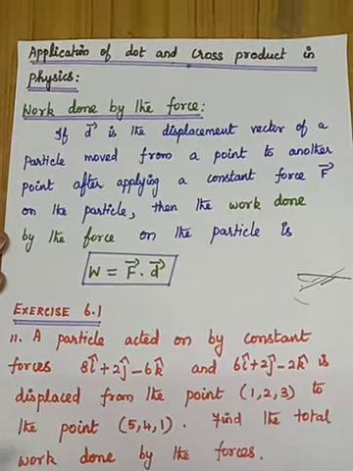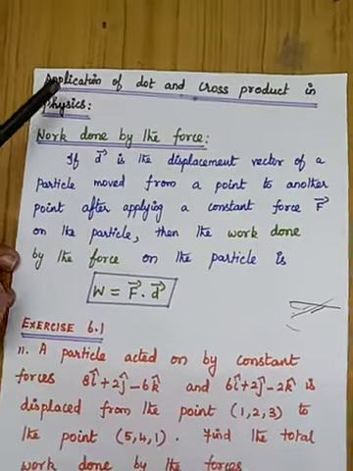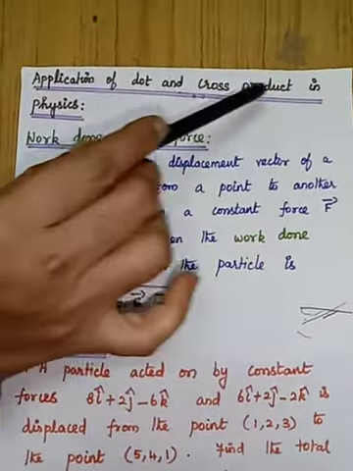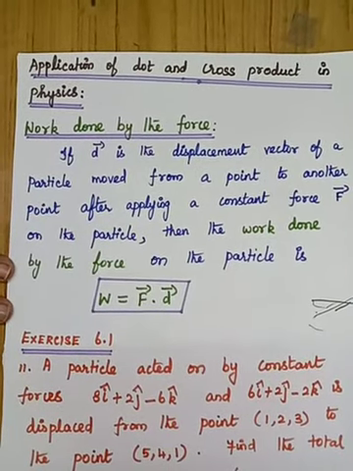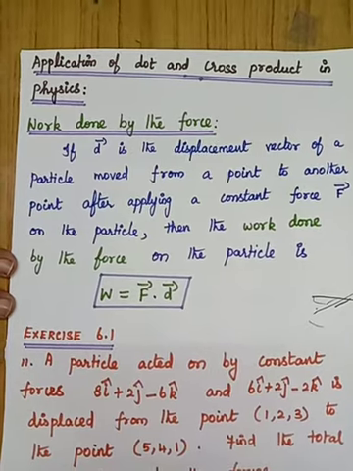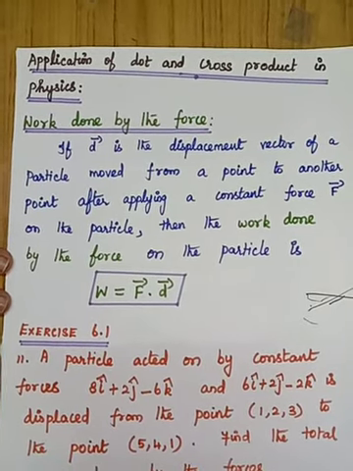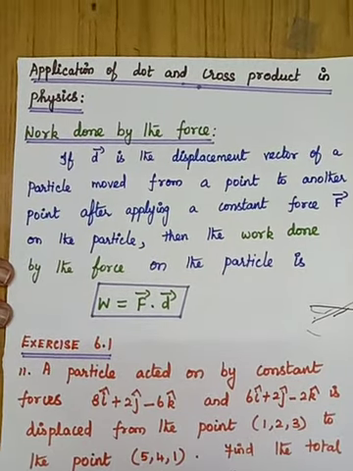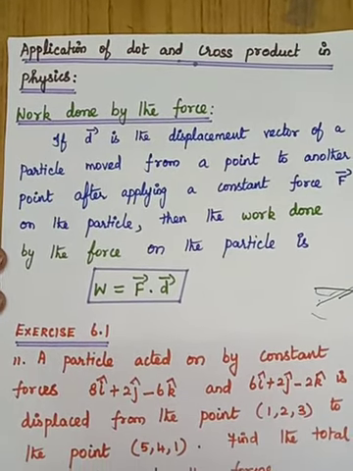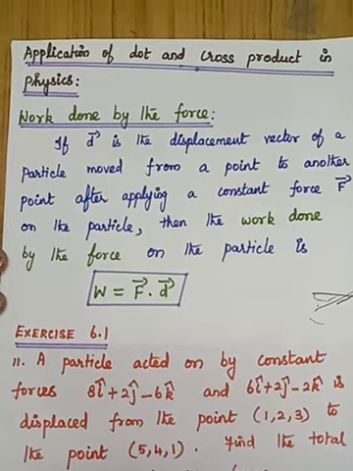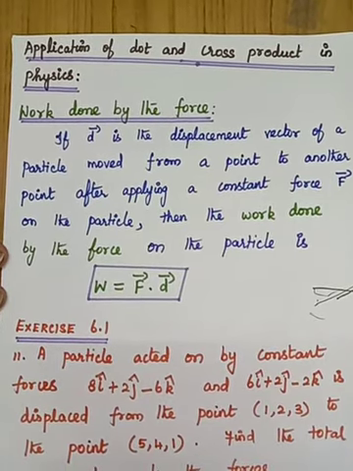Morning students. Now we are going to see the application of dot and cross product in physics. In physics you have learned work done by the force and moment of a force. So now we are going to see how the dot product and cross product are used in finding work done and moment of a force.